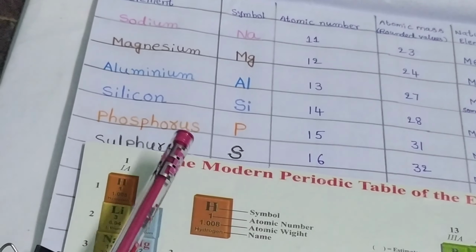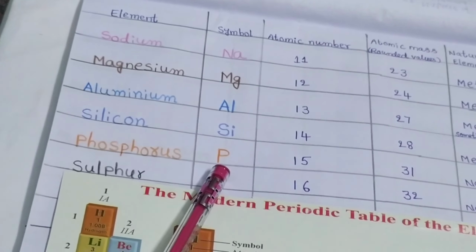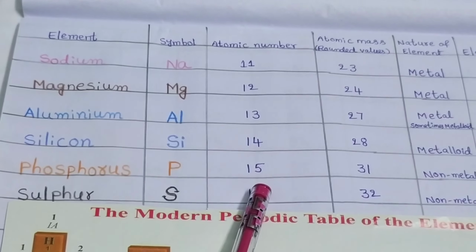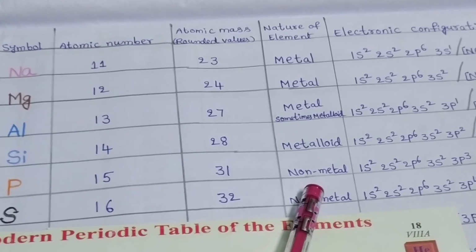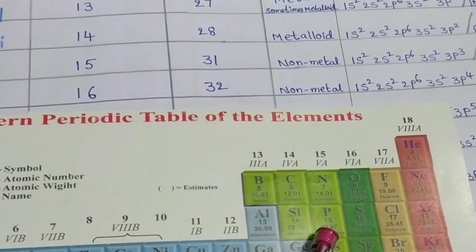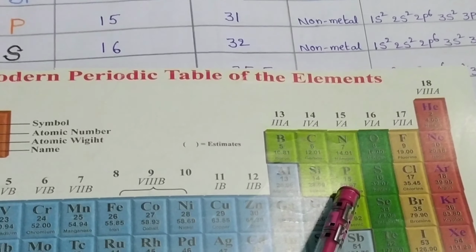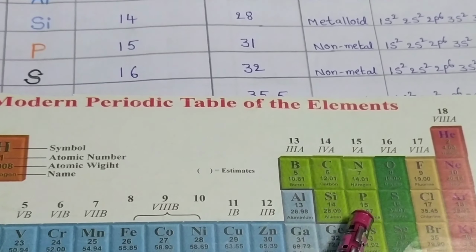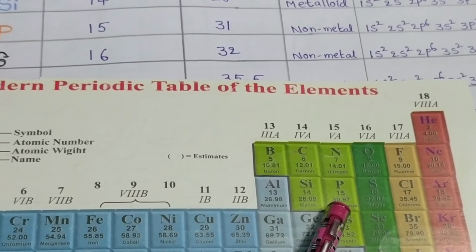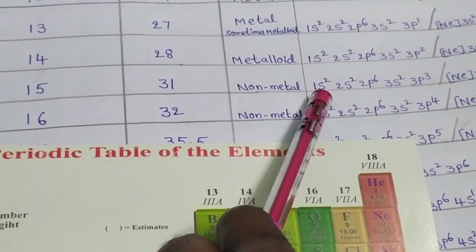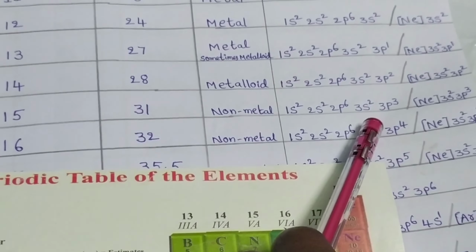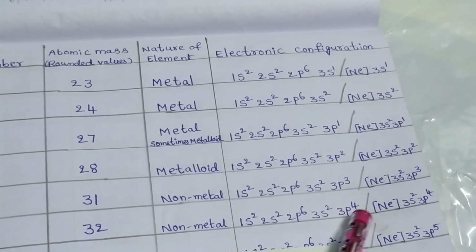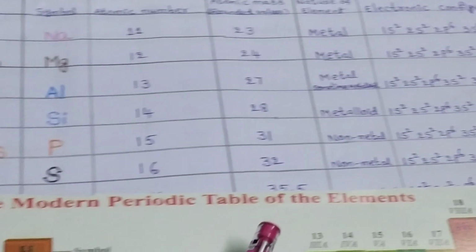Next, phosphorus. Symbol is P, and its atomic number is 15. Atomic mass is 31. And it is an example of a non-metal. When we observe the periodic table, phosphorus is present in the third period and is the third element in the p block. So the electronic configuration can be written as 1s2, 2s2, 2p6, 3s2, 3p3 or neon 3s2, 3p3.